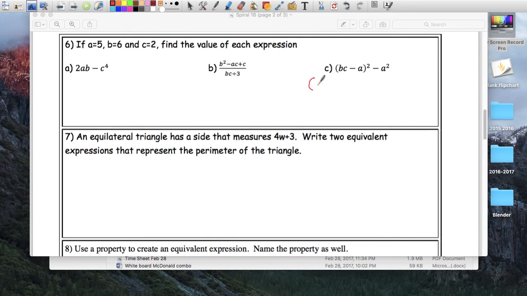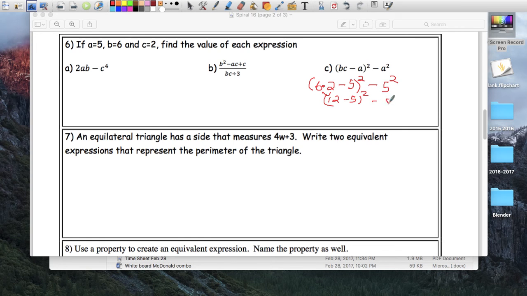C, let's replace again. B is 6, so it's 6 times 2 minus A, which is 5, and take all that to the second power, minus A, which is 5 to the second power. Now, inside the parentheses, we've got to finish that before we raise it to the second power. Let's do 2 steps in one. Inside the parentheses, we have to do the multiplication first. 6 times 2 is 12, minus 5 to the second power.